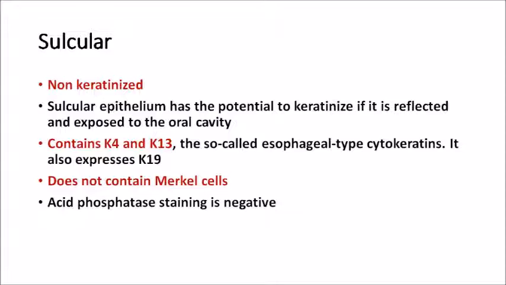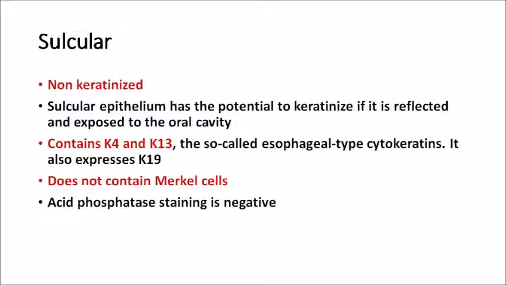Now 2-3 important points about sulcular epithelium can be asked. Which are the major keratins found in sulcular epithelium? They express majorly K4 and K13. This is known as esophageal type cytokeratin, meaning organs like the esophagus are not keratinized. So esophageal type cytokeratins like 4 and 13 are found in sulcular epithelium, but it also expresses K19. You should say it majorly contains K4 and K13.